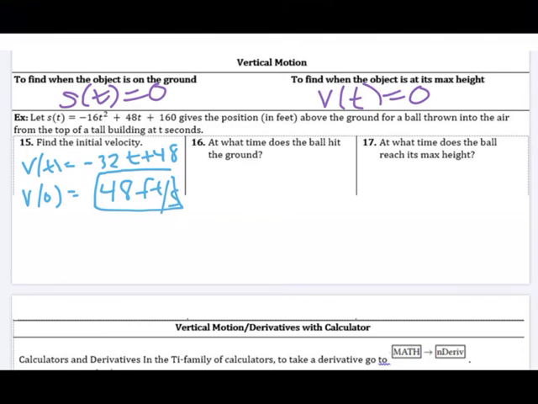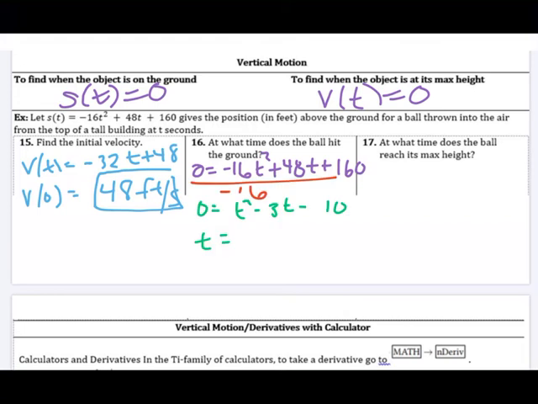At what time does the ball hit the ground? That means our position function would be equal to 0, so we're going to set up a quadratic and solve that. I'm going to divide all these terms by -16 in the hopes that that makes it easier to factor, and I can do that since 0 also divides by -16. I'm not even going to show the factoring step here. This factors to be t minus 5, t plus 2, so that would give us 5 and -2 as the options. -2 doesn't make sense here, so the ball hits the ground at 5 seconds.